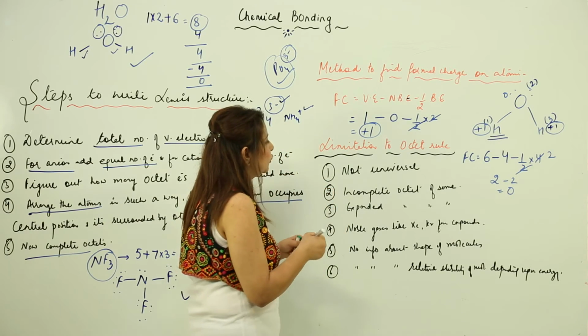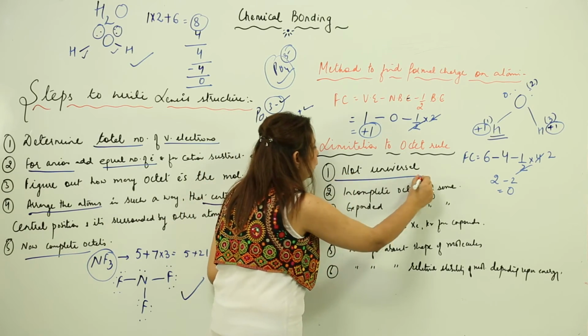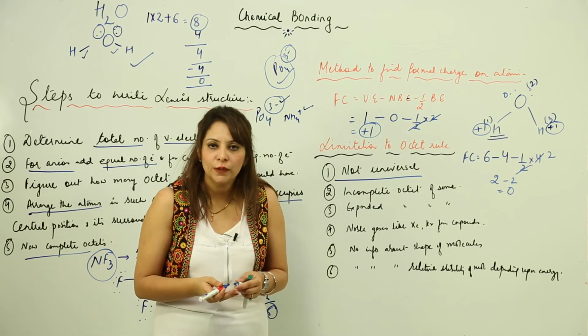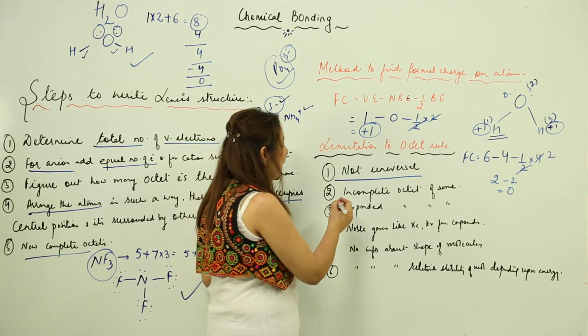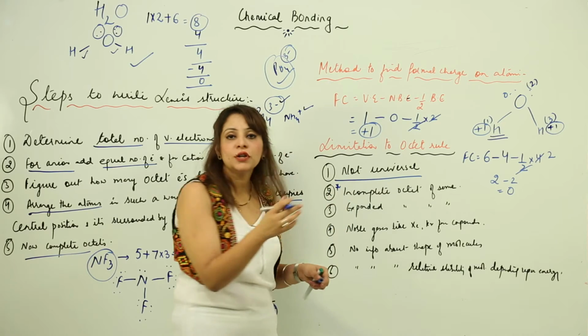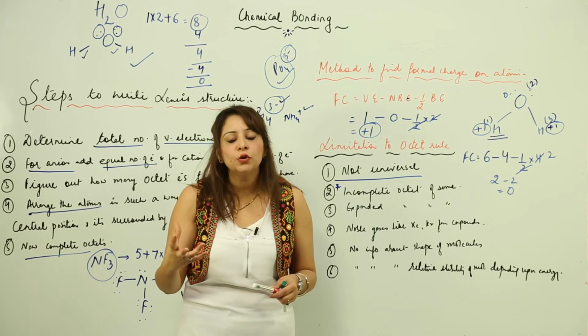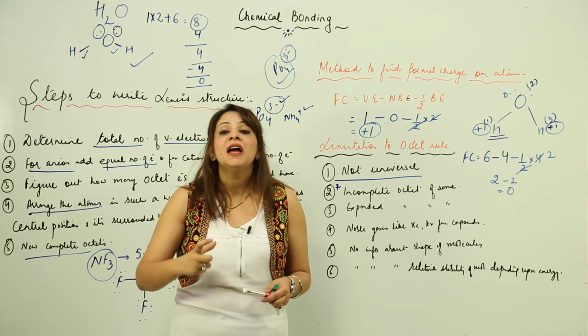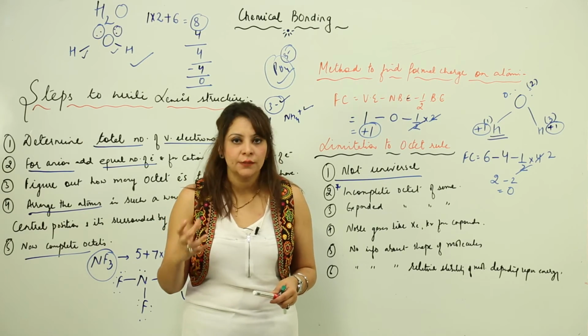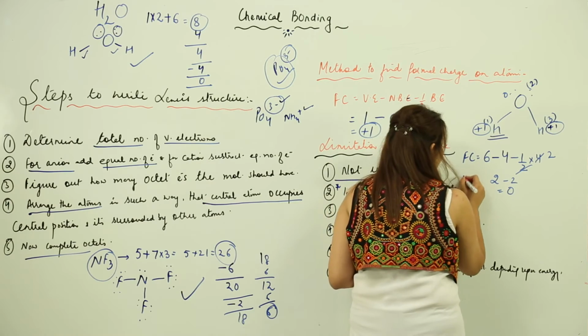The first drawback was that it was not universally accepted. Second, there are certain molecules in which the central atom hasn't attained the octet. For example, we have BF3.